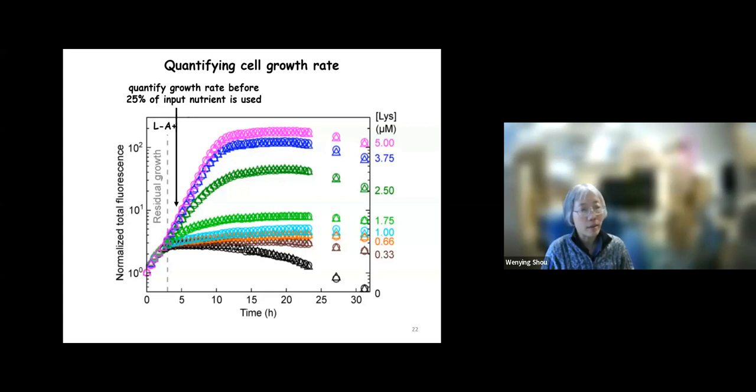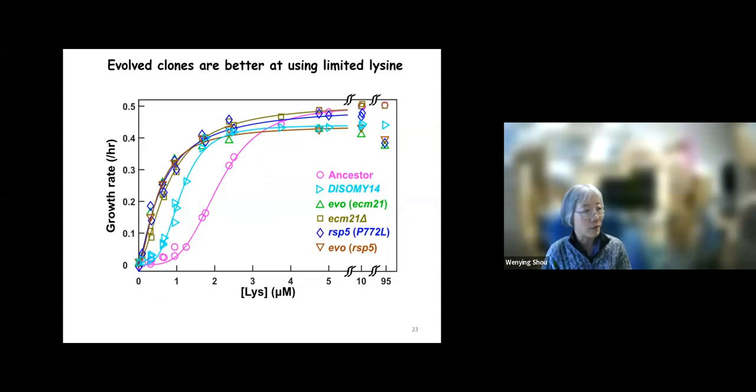It's a bit weird, because you are measuring the growth rate at some fixed lysine concentration while the cells are consuming that lysine. So strictly speaking, it's maybe not as accurate as one would like, but we have validated this assay with an independent assay in chemostat. So we know this is good as long as we make sure that not more than 25% is used, and we get very nice curves like this.